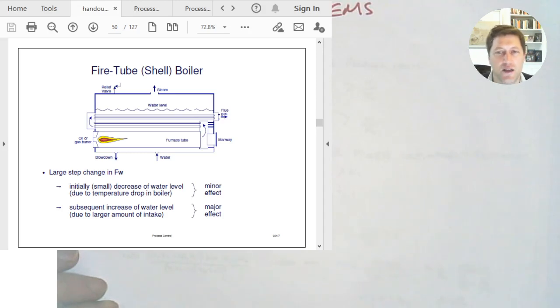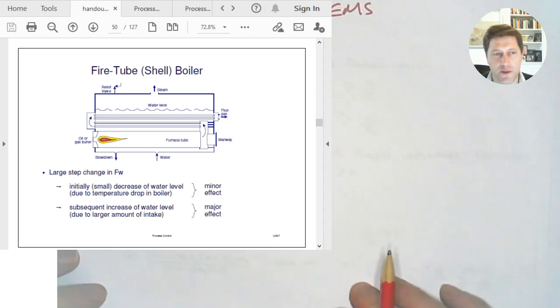So it's a type of process where we have 2 effects and they're counteracting. The minor effect is causing the water level to go down, the major effect is causing it to go up, and so they're going to be in competition in terms of their influence.